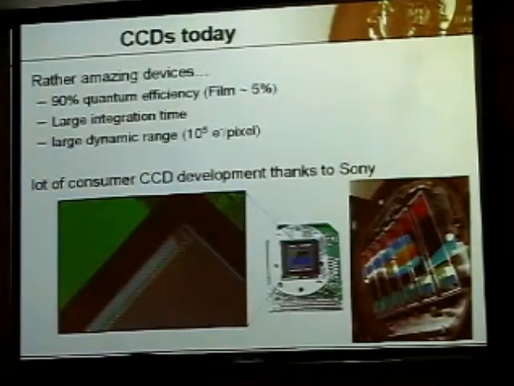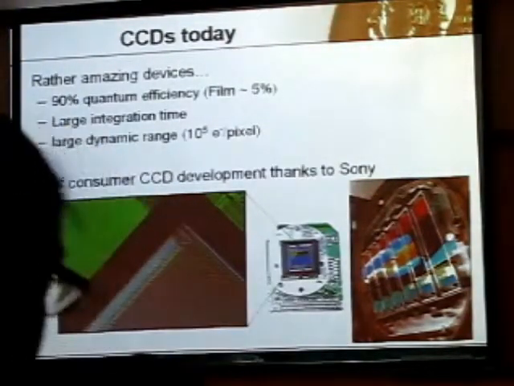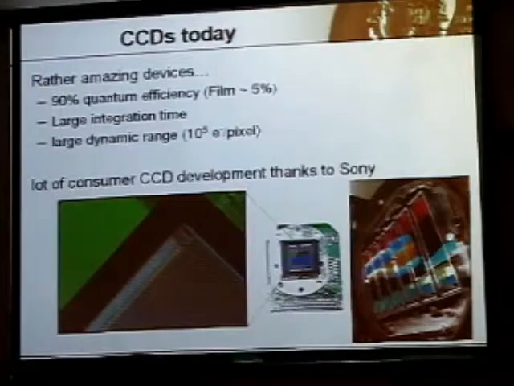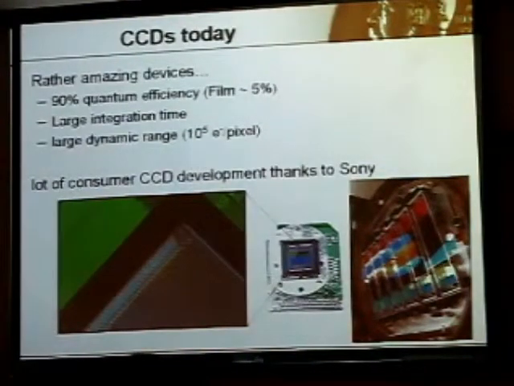Okay. And today, if I look at what is the state of the art of CCDs, they are rather amazing devices. They have over 90% quantum efficiency. Of all the photons coming in, 90% of them give you some electrons at the end of it. Compare that with film, which is 5%. Because of the low dark currents and noise, you can design it to have long integration time before everything gets completely washed out. And you can actually have a huge intensity contrast because of the number of electrons you can accumulate for every pixel.